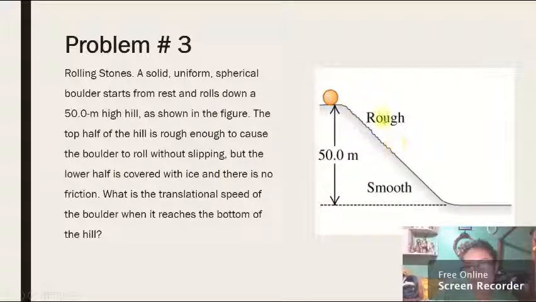So the rough and smooth surfaces of the hill are shown in the figure. This one's rough, and this one's smooth. So the height of the rough surface is 25 meters, and the height of the smooth surface is also 25 meters, since its total height is 50 meters. So we're going to think that it's just half, since half is rough and half is smooth.